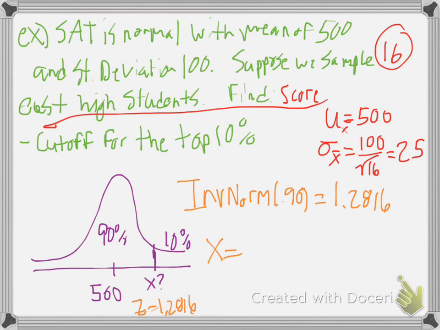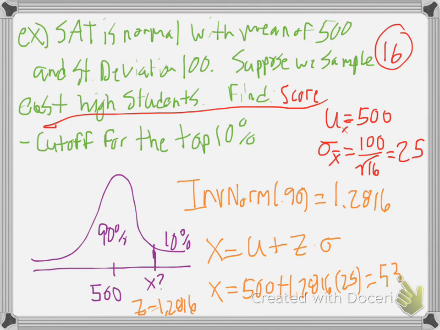We just need to figure out the x value. So we follow our formula. X is the mean plus z times the standard deviation, which is 25. So x is 500 plus 1.2816 times 25, not 100, remember. Plug that in, and we get 532, and I'm just going to round it to that because I'm running out of room. 532 as a SAT score. So if you sample 16 students, to score in the top 10% on that test, the average of 16 students needs to be 532 or more.